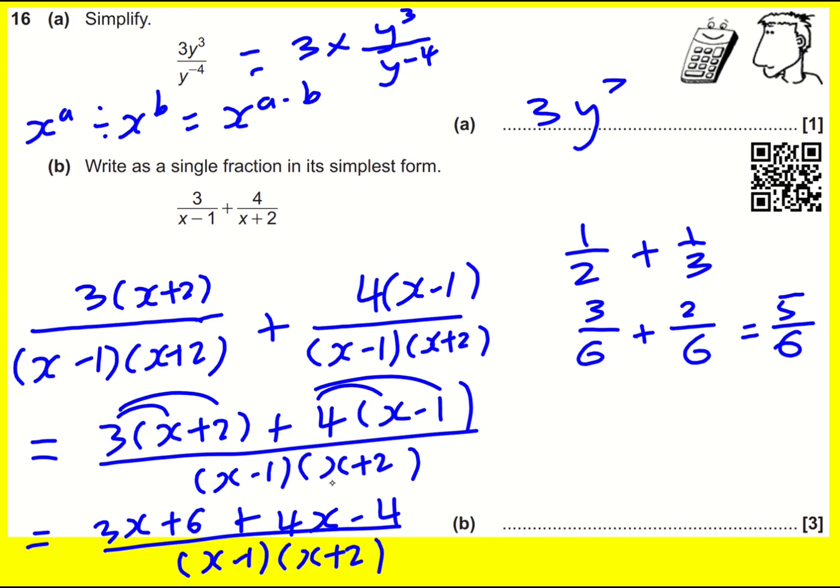And then finally, I can add the 3x and the 4x to give me 7x. And I can do 6 minus 4 to give me minus 2. And that is going to be my answer. You could multiply out the bottom bracket, but there's no need actually. This is quite simple, and often it's more useful to have.